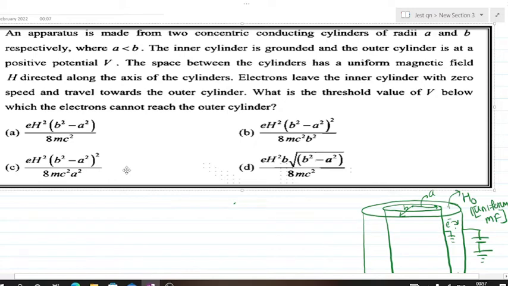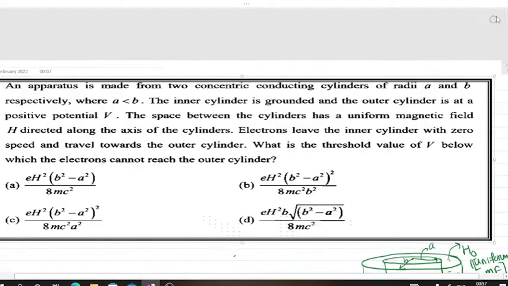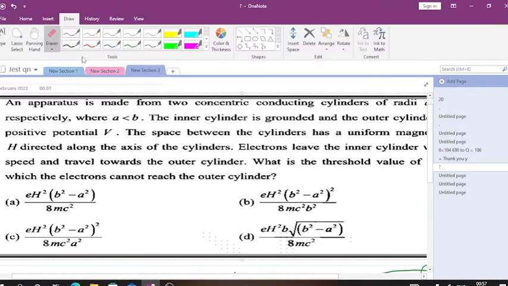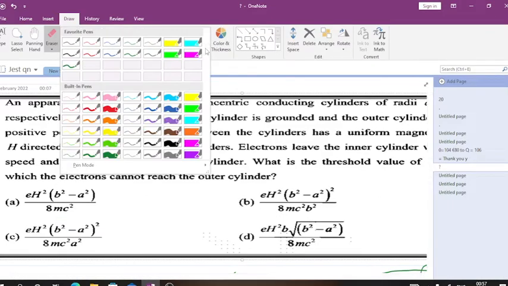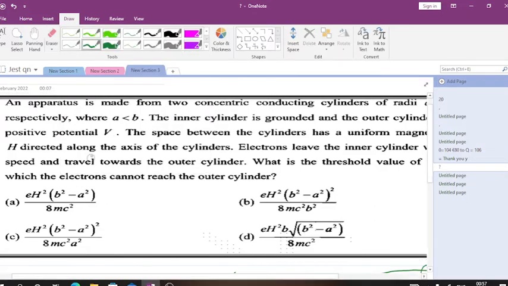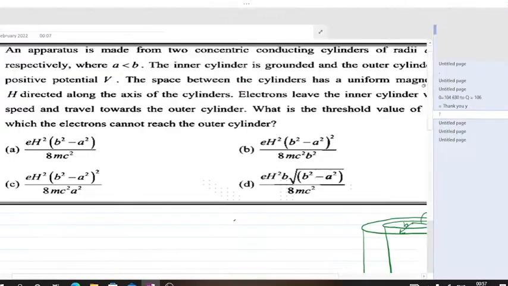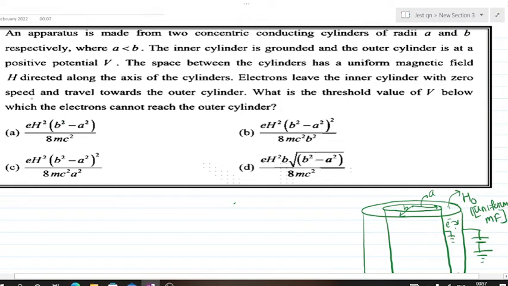Here we have to solve another question from JEST 2018. Okay, let me take it. So this is the question.